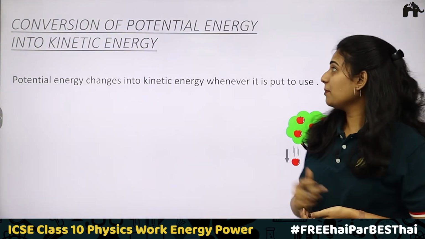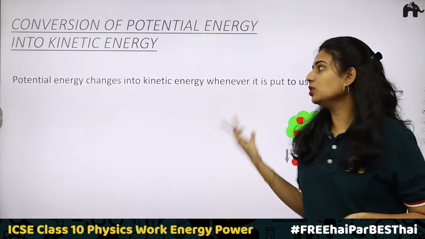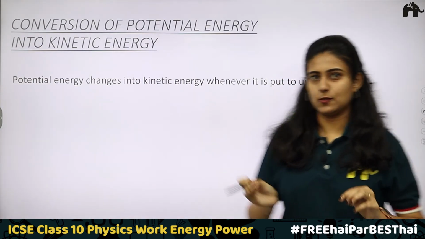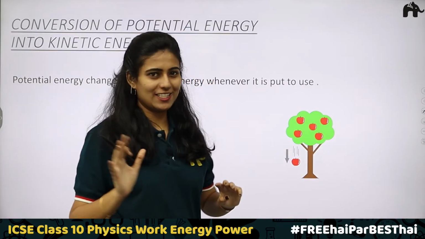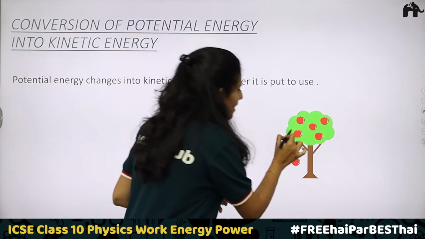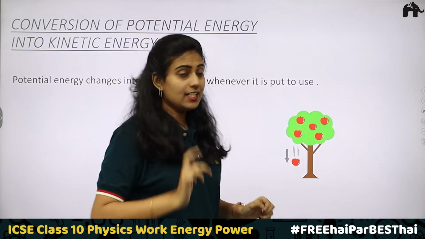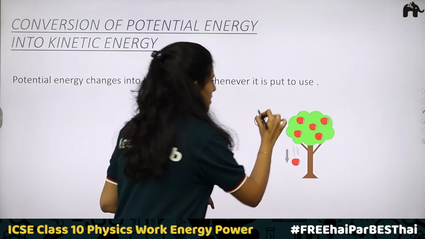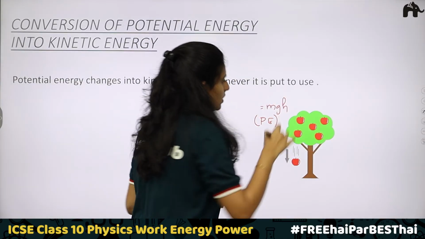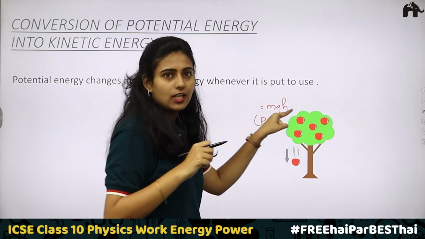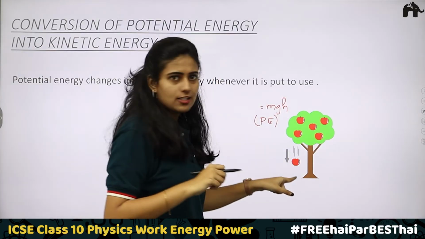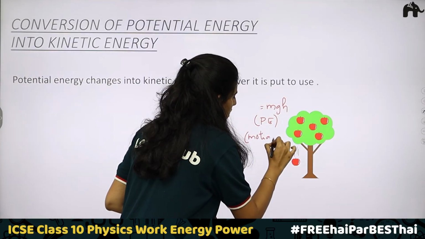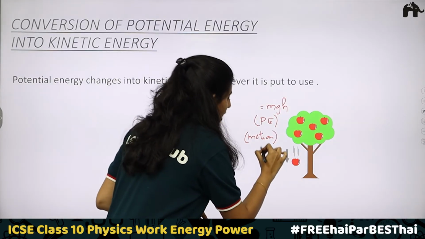Next, we are going to discuss the conversion of potential energy into kinetic energy. Potential energy changes into kinetic energy whenever it is put into use. We will take a simple example. Apple falling, the example we often use. Here, when the apple is on the tree, it is having potential energy. Why? Because the body is at a height. Potential energy is mgh. Now, what happens when it falls? When it falls, the body is in motion. When a body is in motion, you know that it will be having velocity.